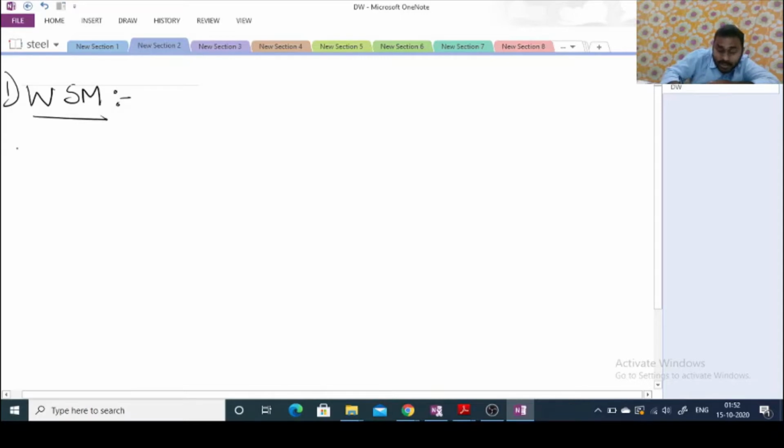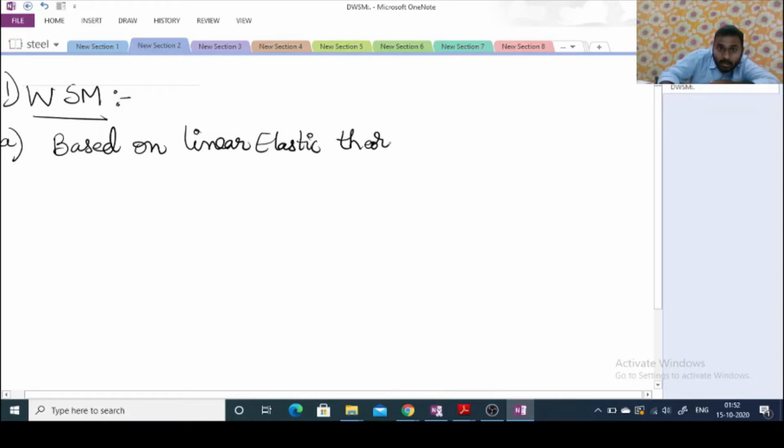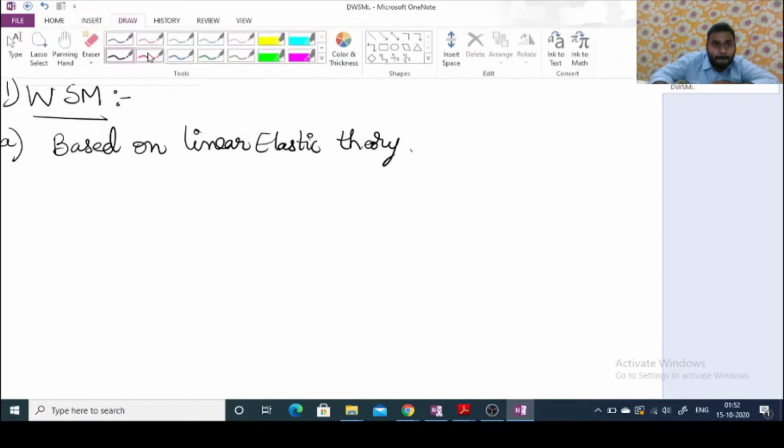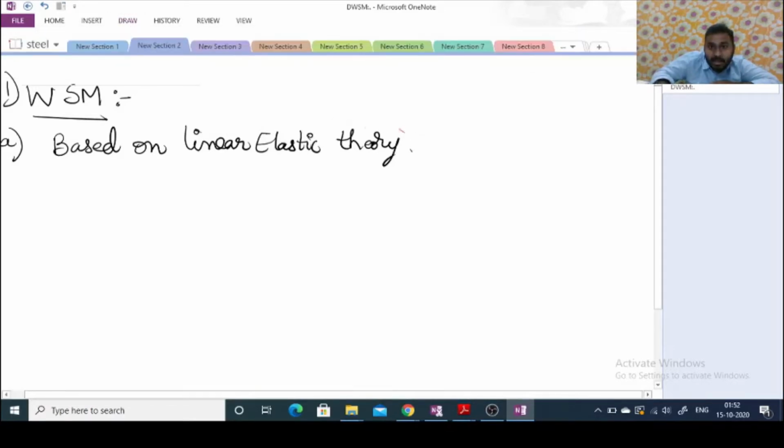Clear? Now in this working stress method, if you see the first point, this working stress method is based on linear elastic theory. What is meant by this linear elastic theory? If you observe, the meaning of the linear elastic theory is that in this working stress method, all the concepts of strength of materials are valid, or this working stress method is based on the concepts of strength of materials.